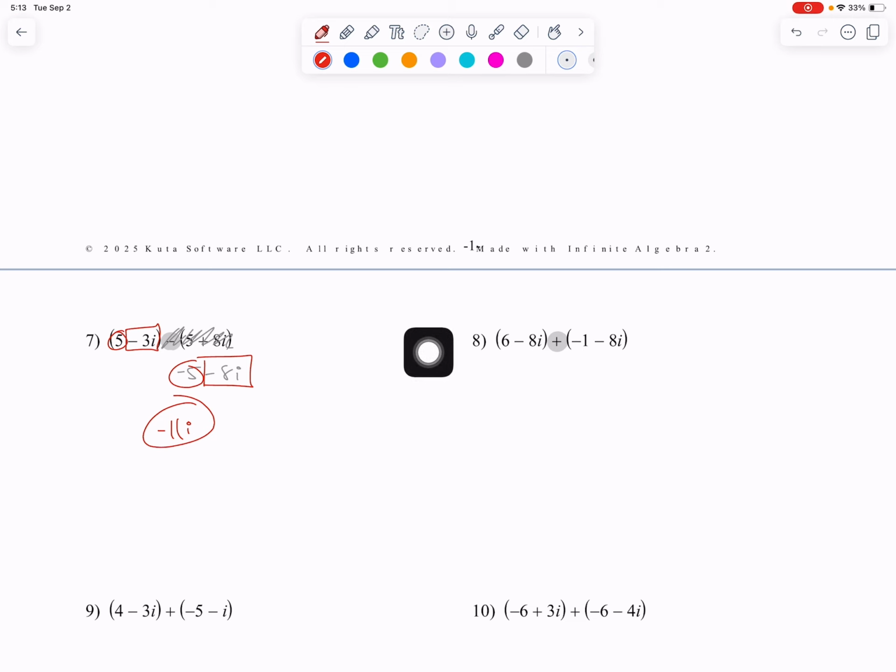But for 8, you'll just combine, and it looks like 9 and 10 as well. Go ahead and complete the practice independently. Let's go.